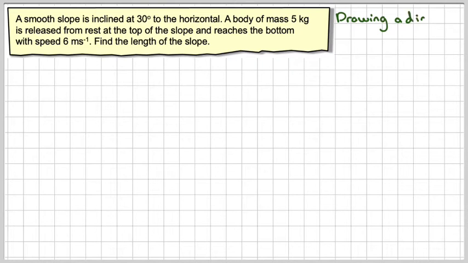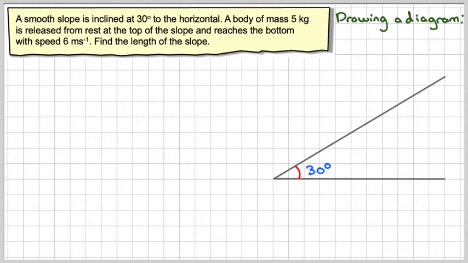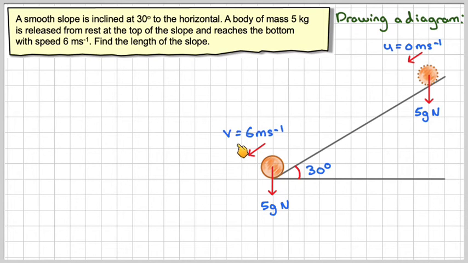Okay, so the first thing you need to do is draw a diagram. So we're going to draw a slope of 30 degrees. We're going to put our body at the top here, which has a mass of 5 kilograms, so the force downwards would be 5g newtons. It has an initial velocity of 0 meters per second, and it's going to reach the bottom of the slope, same mass and same force acting downwards, with a final velocity of 6 meters per second.